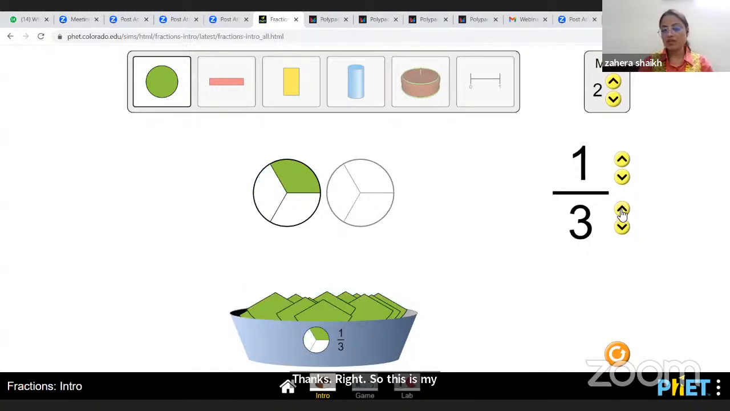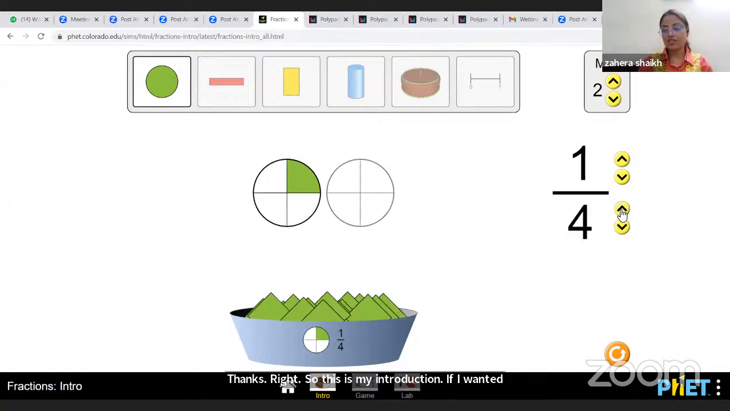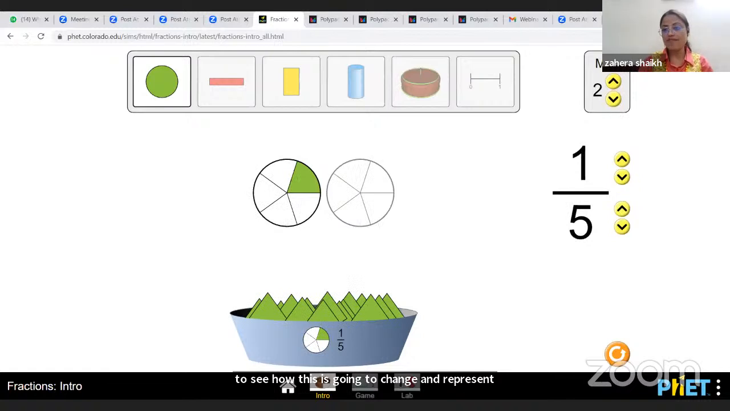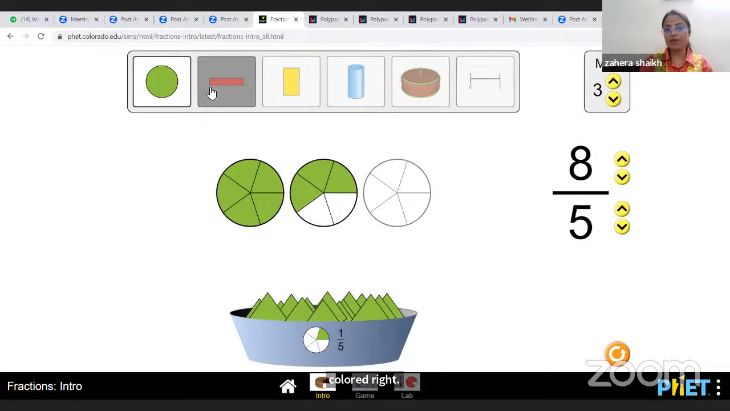If I want to see how this is going to change and represent my fractions, it will change. So I have taken 2 wholes, where 1 whole is shaded with one part of it shaded, and these 2 whole circles are divided into 5 equal parts. If I just increase the numerator, this will fill up the colored part, and now I get a whole. If I increase the numerator further, instantly I can see the 2 wholes and the part of them colored, right? So this is the introduction in circle shape.